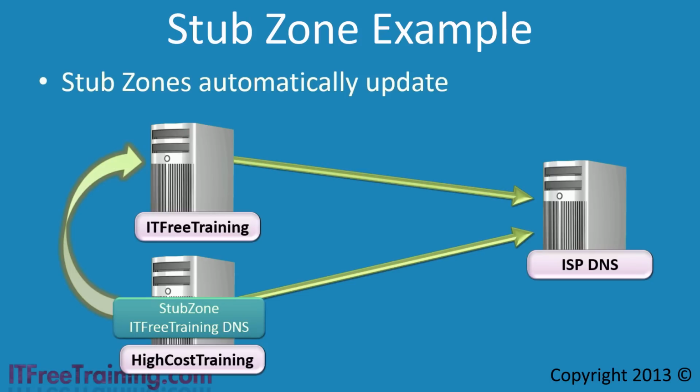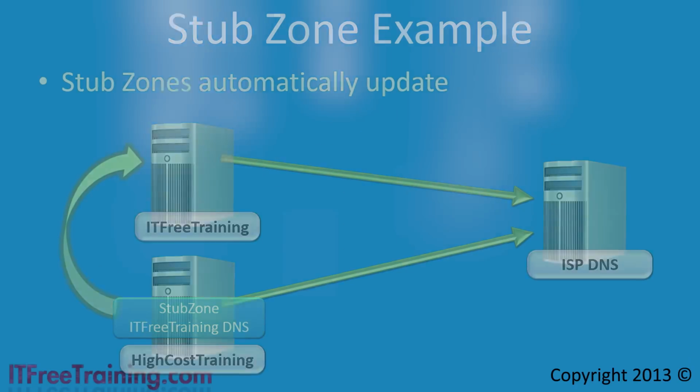In this example, a secondary zone could also be used. However, remember that a secondary zone will replicate all records in the zone file. In situations where the DNS server does not receive many DNS requests and you do not have access to read the DNS records on the other server, stub zones are a good choice.